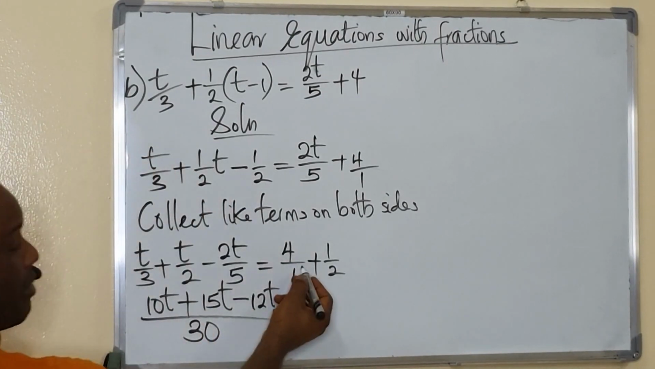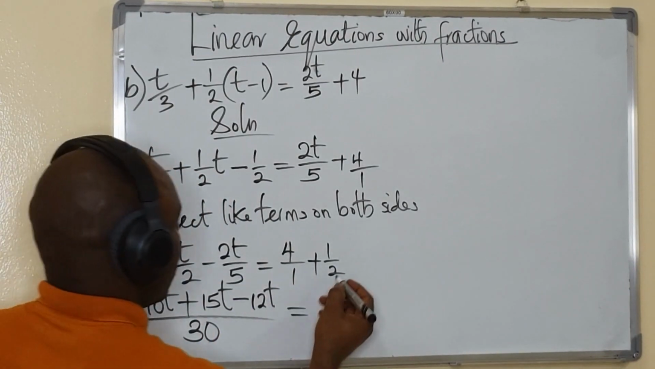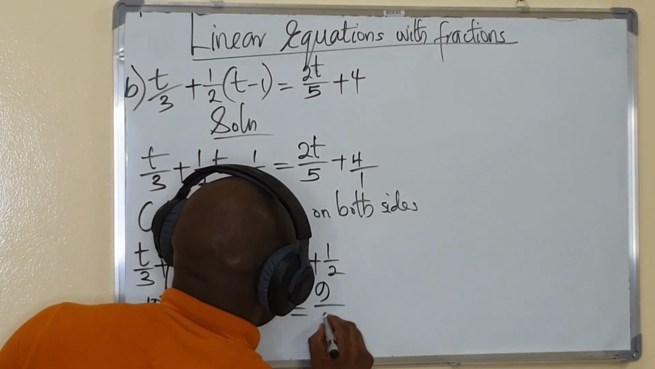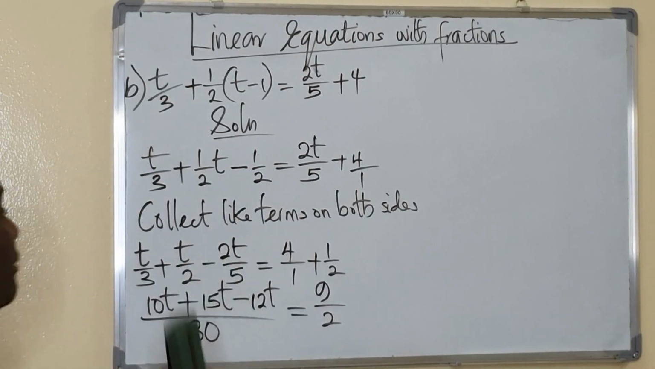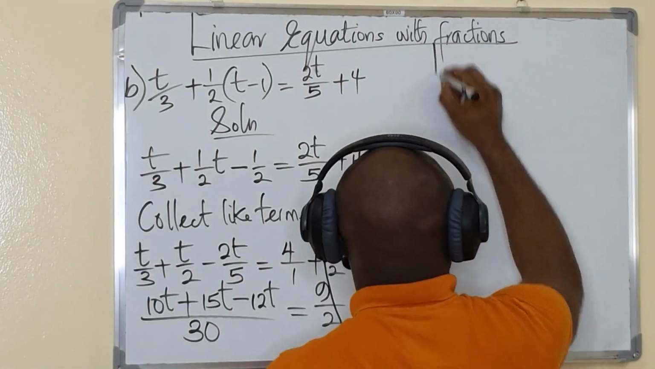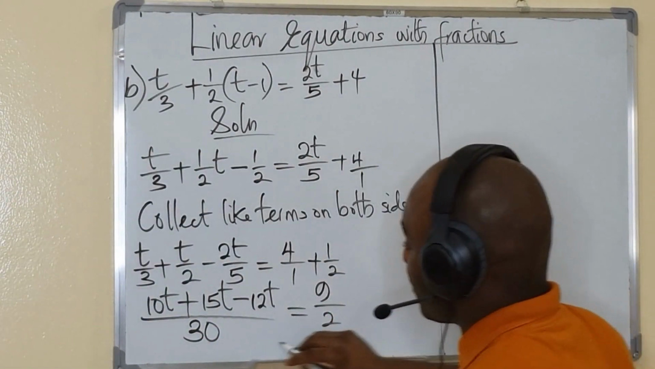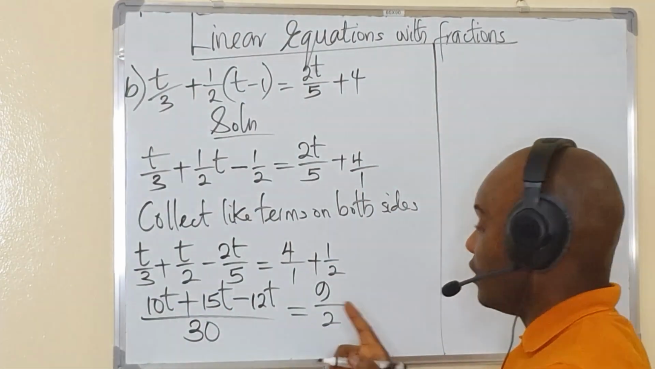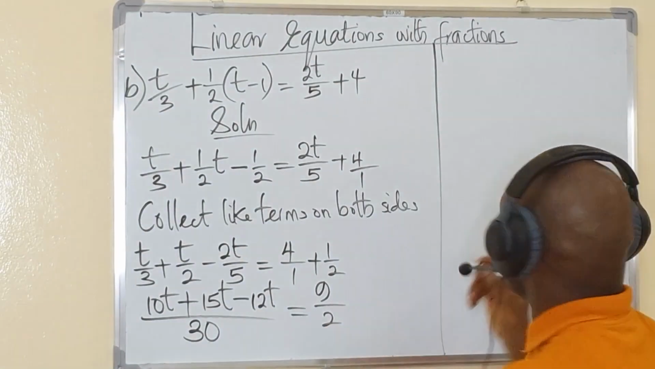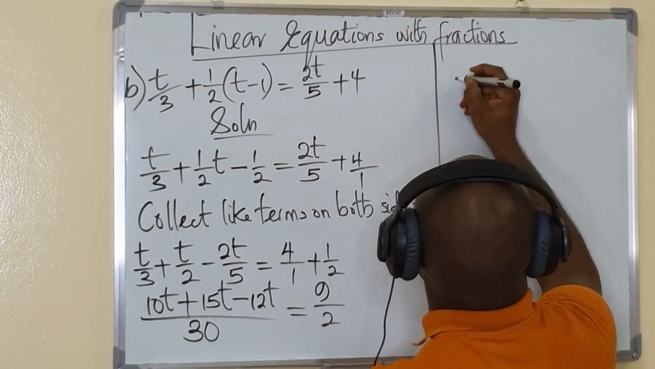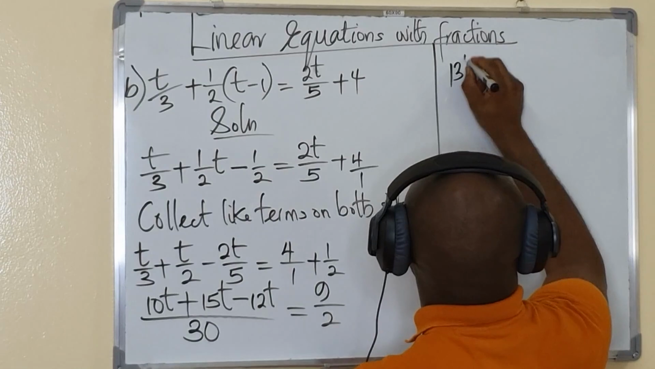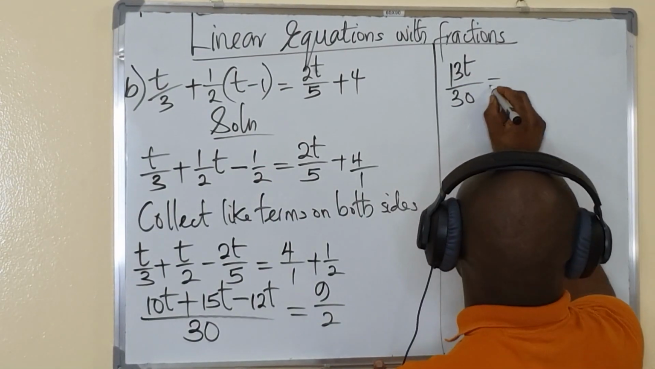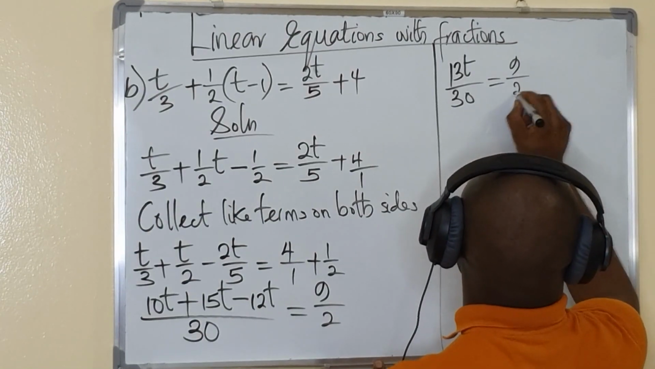This is equal to, on our right hand side, we can also apply fraction. 2 times 4 is 8. 8 plus 1 is 9 upon 2. So that's what we have here. Now let's simplify both the left hand side and the right hand side and go straight to find our answer. 10 add 15 is 25. 25 minus 12 will give us 13. So on the left hand side, we have 13t all over 30. And on the right is equal to 9 over 2.